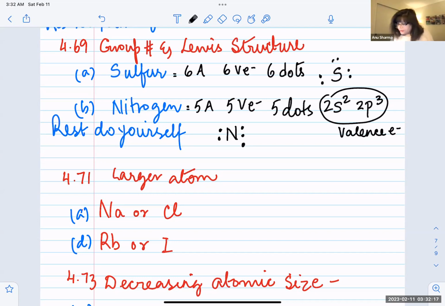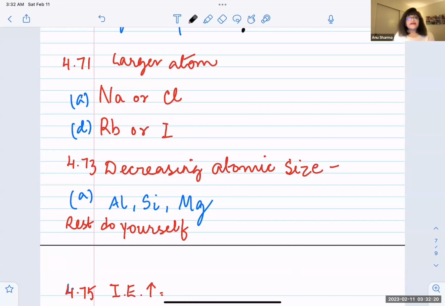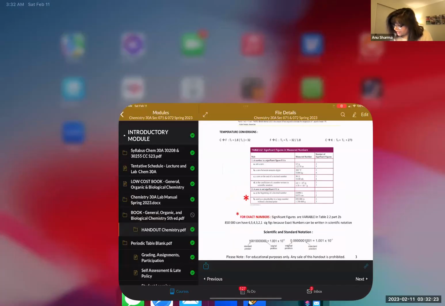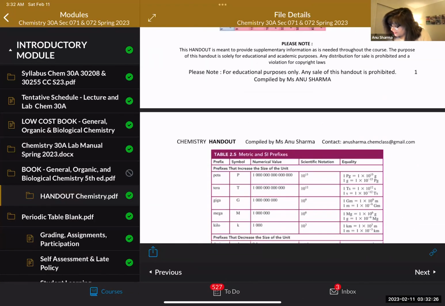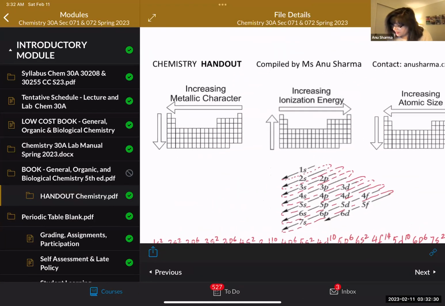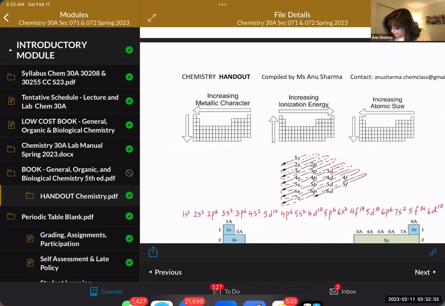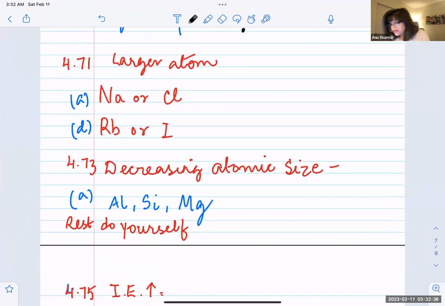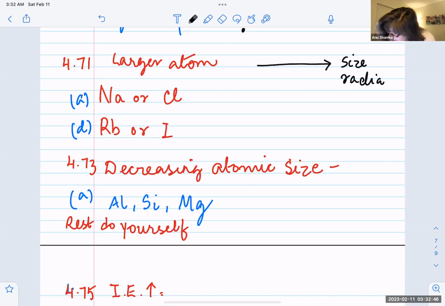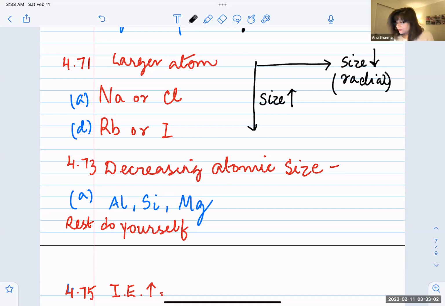All right. Which one is a larger atom? When you look at the trends in the periodic table, and these trends are also given here in the handout, we are looking at the size trend. As you move from left to right in the periodic table, the radial size decreases. But the size increases when you move from top to bottom in the same column.